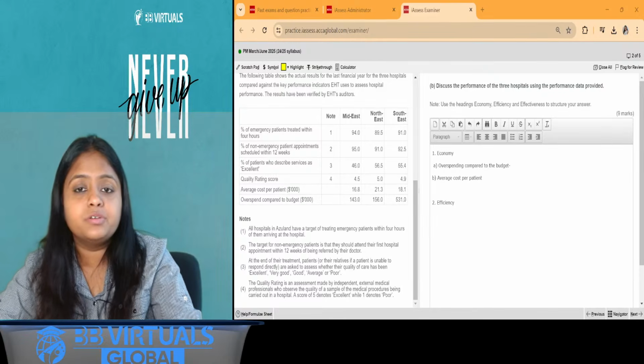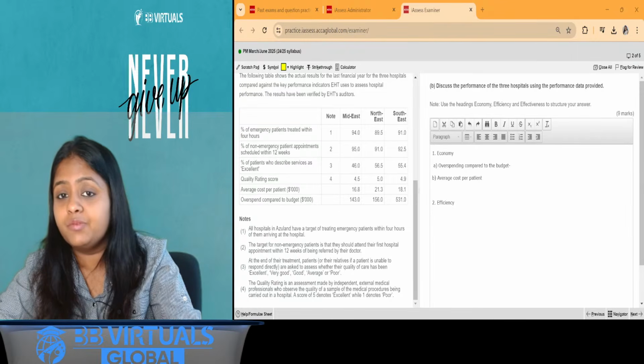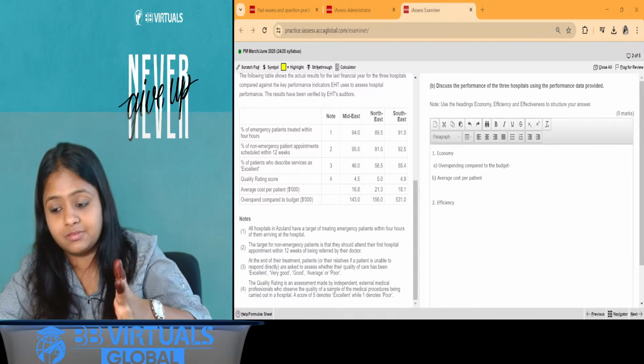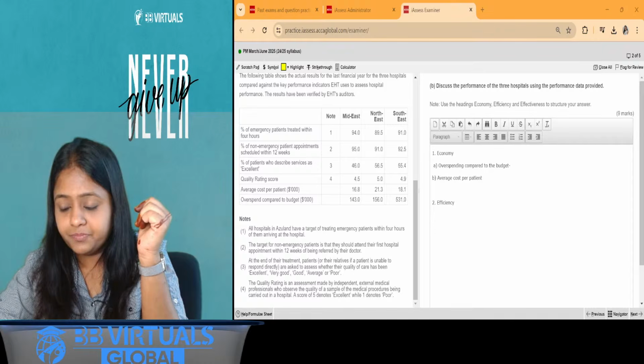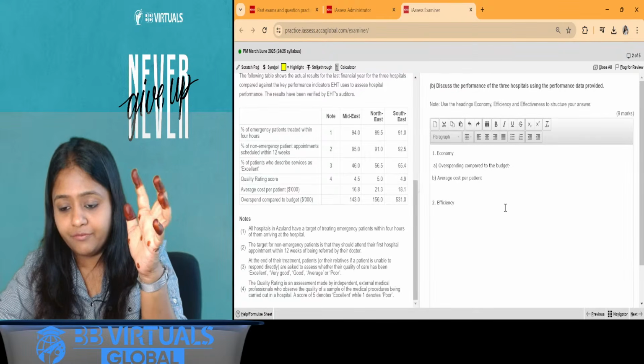Everybody put in your inputs. For efficiency measurement, which indicators we will take? Remember, we talk about efficiency, quality of services. I will repeat for average. I will write it down. So hold on everyone, I'm writing for average.